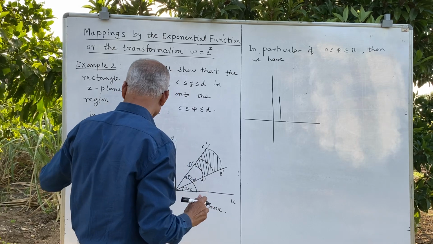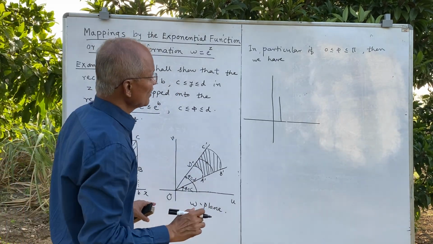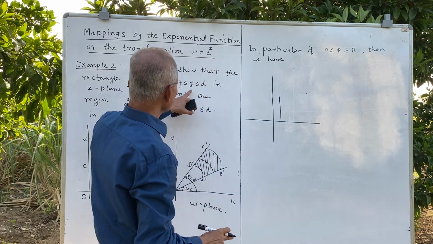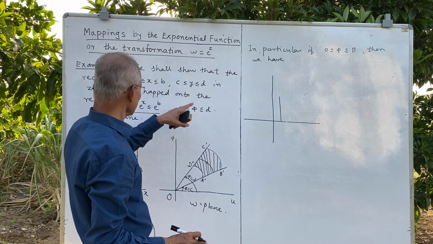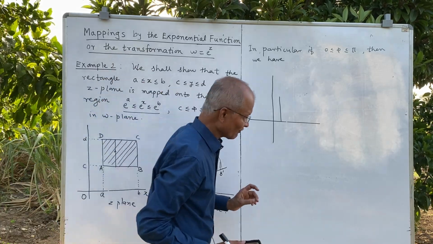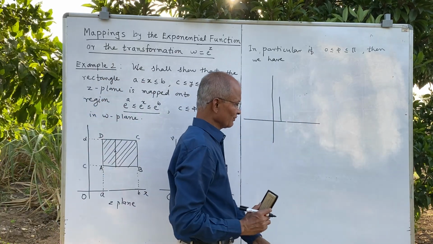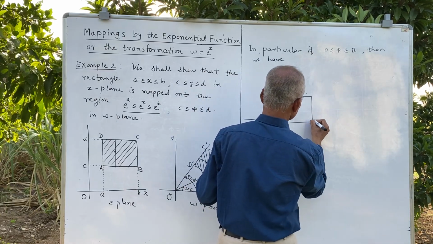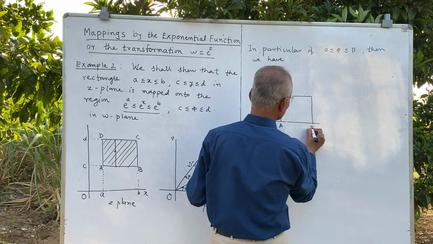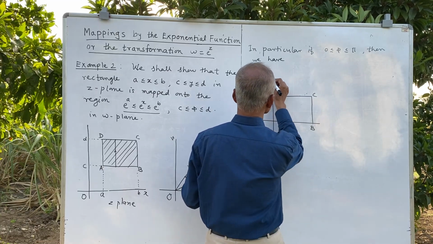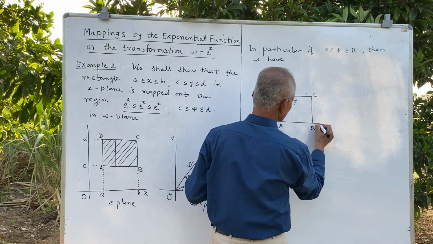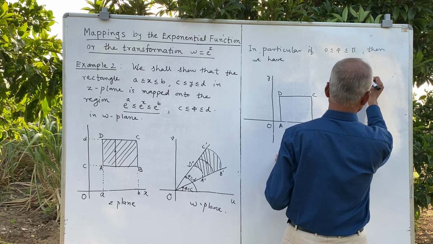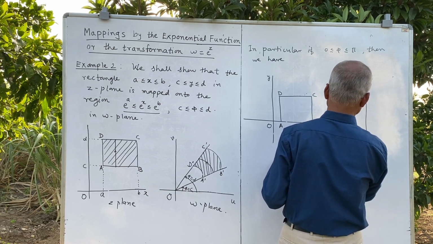This rectangle we will show starting y is equal to 0, so the y coordinate is 0 here, y is pi here, and here y is between c and d, and now here y is between 0 and pi, that we have to see. So this is ABCD, and this will be mapped on the W plane.